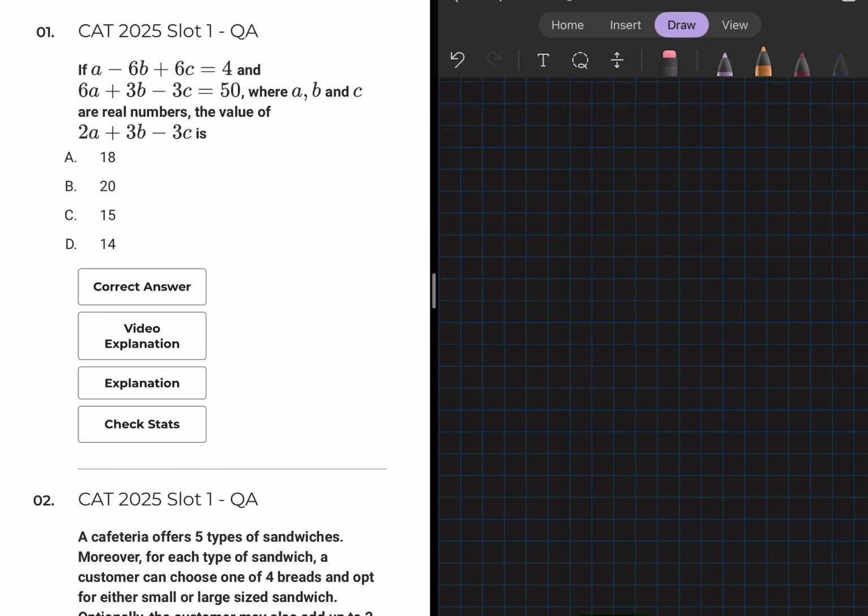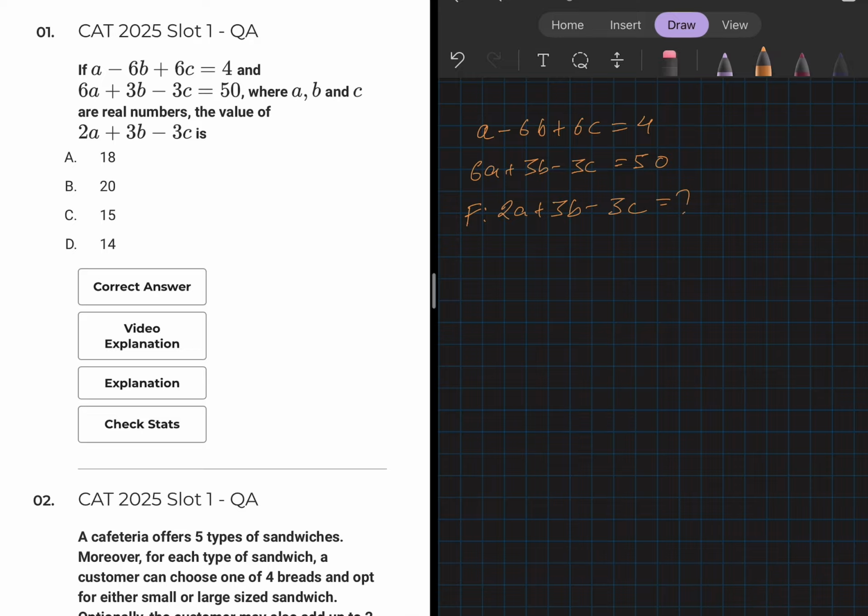Let's look at the first question. So here we have two equations. Let me write it down. We have a minus 6b plus 6c equals 4, and 6a plus 3b minus 3c equals 50, where a, b and c are real numbers. Okay, and we have to find the value of 2a plus 3b minus 3c. You have to find this value.